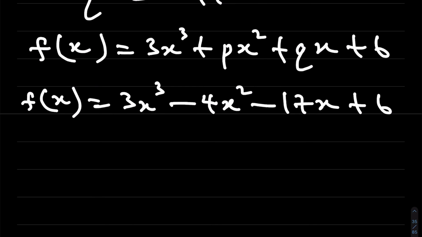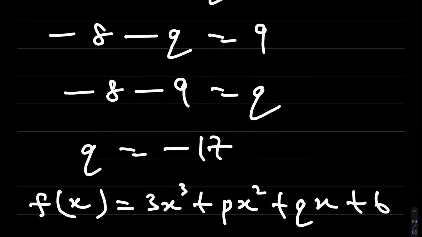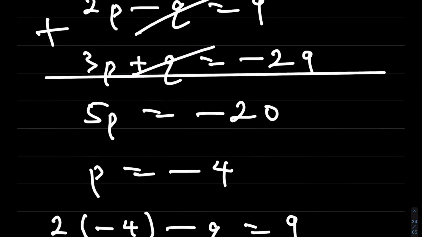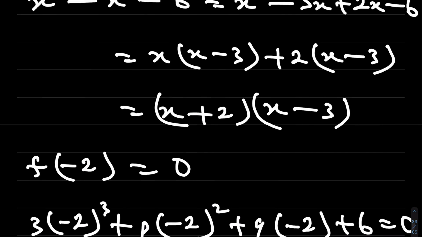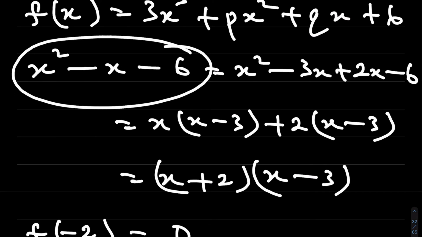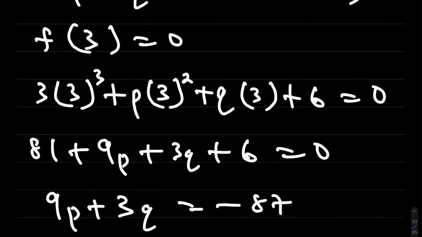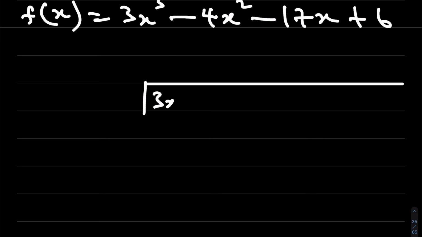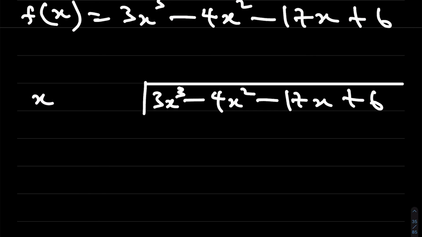Now, how do we factorize this completely? We already know one of its factors, and it is x squared minus x minus 6. This is it, even though we had to split it into 2 factors. So we just divide f of x by that factor that we already know to get the third factor. So if I divide f of x, which is 3x cubed minus 4x squared minus 17x plus 6, by x squared minus x minus 6.